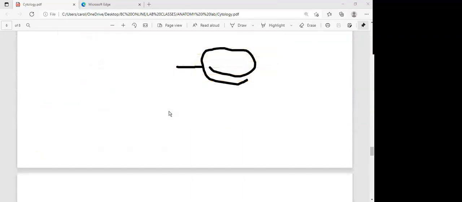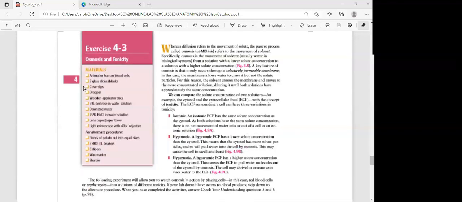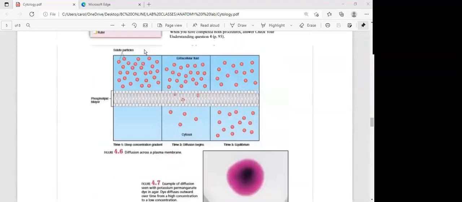So then if we scroll down right here, now we need to talk about osmosis and tonicity. In this case, tonicity is how the solution affects the water that we have. Okay, so let me show you that in here. This is a membrane, right? This one right here says phospholipid bilayer. That's the membrane.